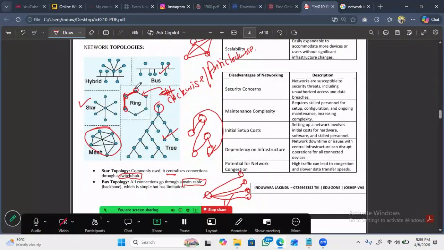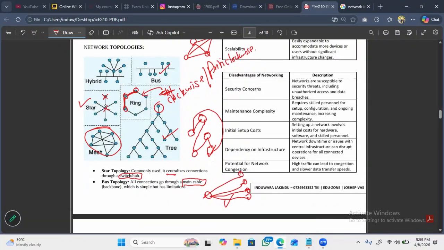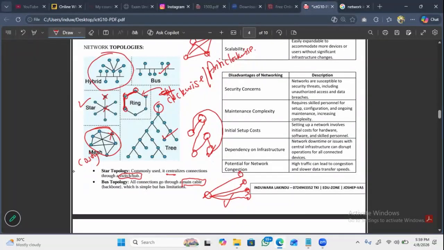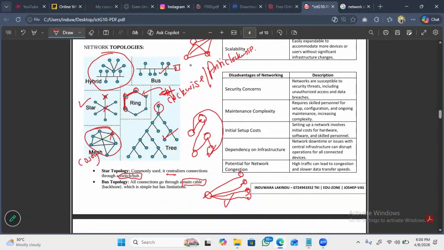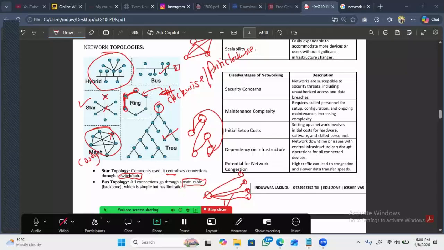If one breaks in the ring, the circle is broken, so it's not good. Does that happen in star? One is broken, the other things are working, but if the central hub or switch is broken, nothing works. So you have to replace the hub or switch in a star. Mesh has no problem, everyone has a direct connection, but it is costly. Hybrid: most companies use hybrid. You should not memorize that part as well. Right. Then, what else?